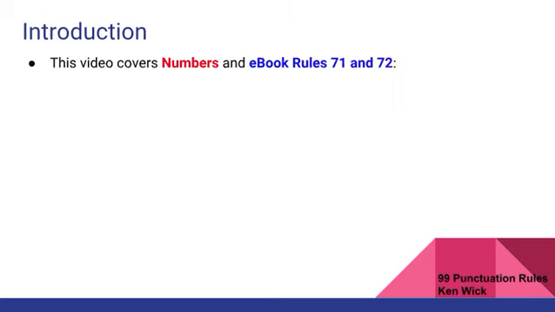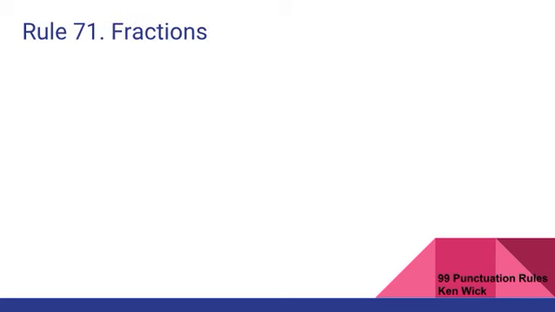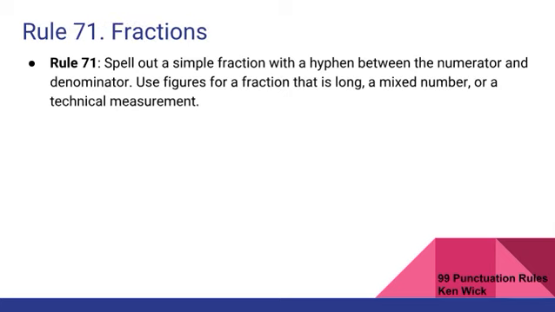This video covers numbers and ebook rules 71 and 72, which are fractions and decimals. So fractions. Spell out a simple fraction. What's a simple fraction? I'll get to that. Spell out a simple fraction with a hyphen between the numerator and the denominator. That's just the number on top, the number on the bottom.